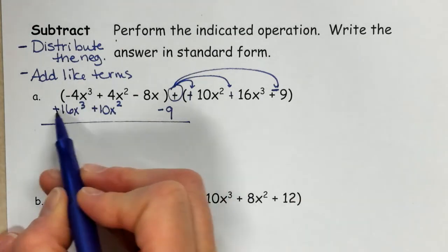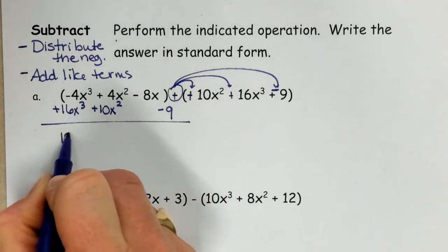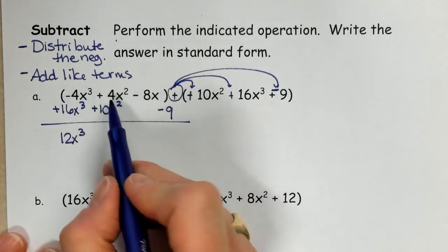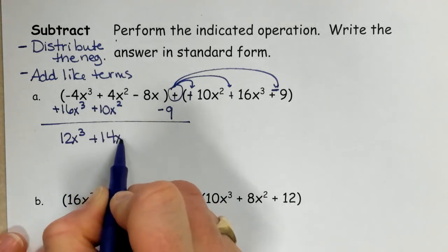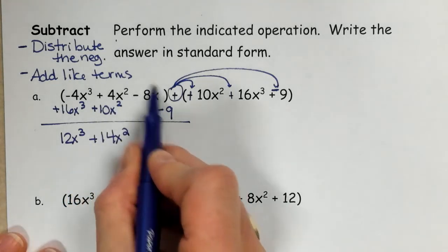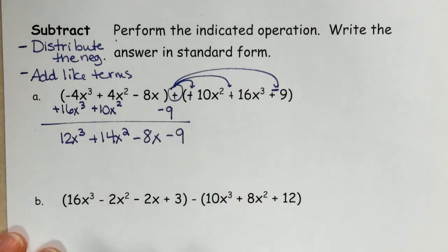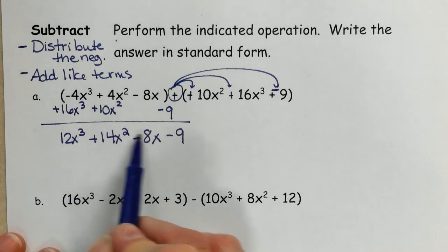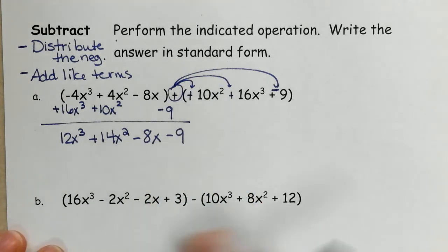Negative 4x cubed plus 16x cubed, just adding up the negative 4 and the 16, so 12x cubed. 4 and 10, adding them up, get 14x squared. No like term for the negative 8x, no like term for the negative 9. Exponents go from biggest to smallest, so I'm in standard form, and that's the end.